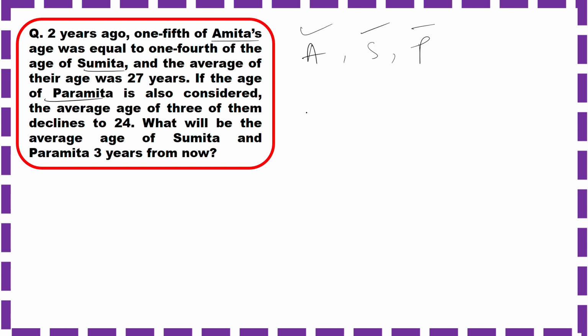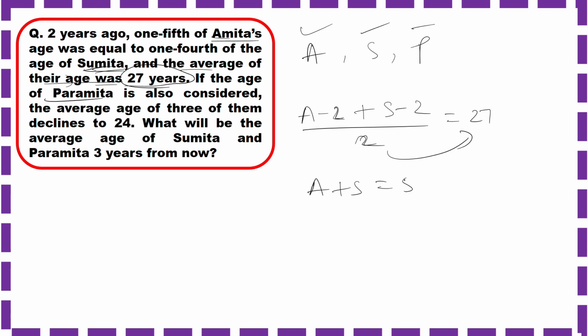So 2 years ago, A minus 2, since A is the present age of Amita and 2 years ago means we must subtract 2 years. So A minus 2 plus S minus 2, we are calculating the average, divided by 2 is equal to 27. The average age of Sumita and Amita 2 years ago was 27 years. Take this 2 to that side, so A plus S will be equal to 58. The combined age of Amita and Sumita is 58 years.